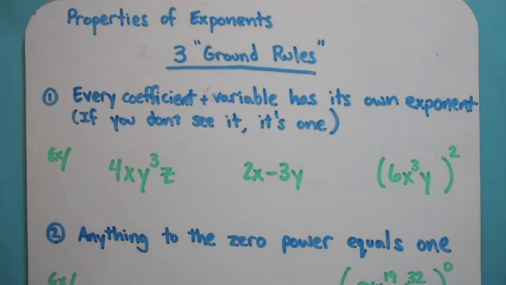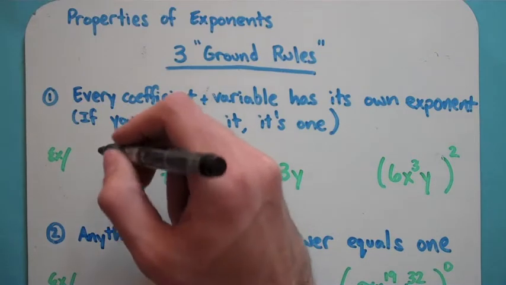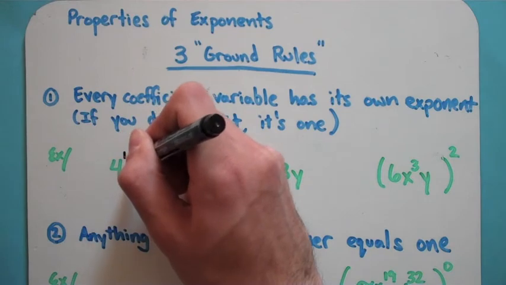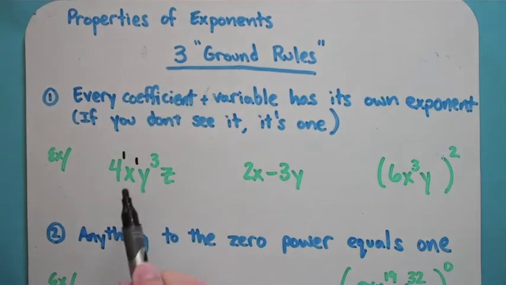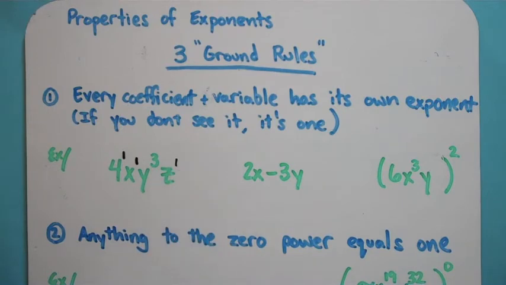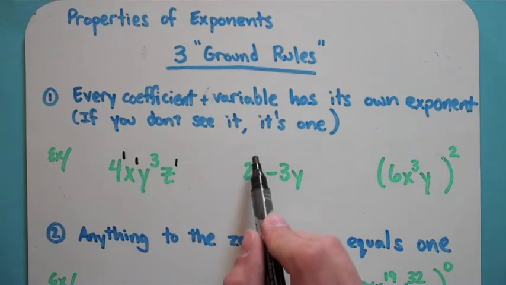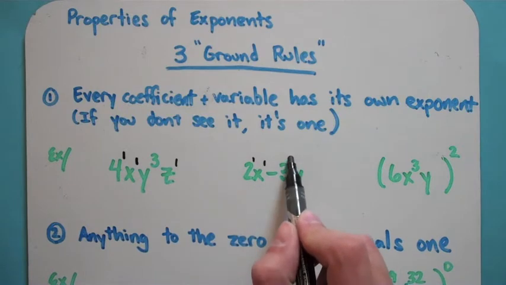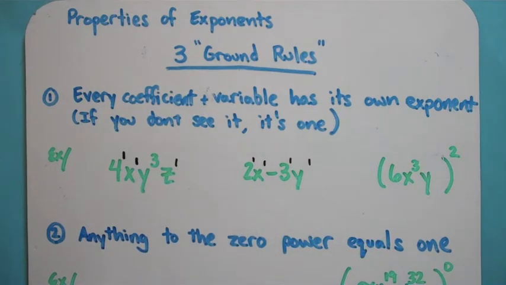So the first ground rule right here is going to say every single variable, every single coefficient has its own exponent. And if you don't see an exponent on something, the exponent is equal to 1. So if you look at this first example right here, we have 4x y to the third times z. All that is being multiplied. There's really an exponent of 1 on the 4. There's an exponent of 1 on the x here. Y already has its own exponent of 3, so that's fine. And it's really z to the first. Same thing over here. 2 has its own exponent, x, 3. Everything there has its own exponent of 1.